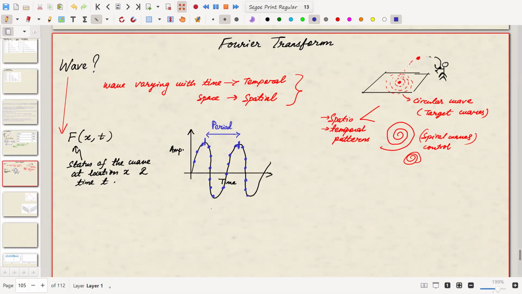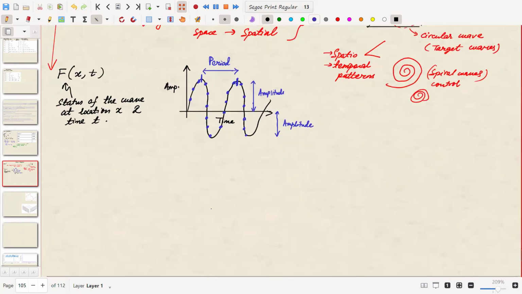Okay, fine. What is the amplitude in this case? Yes, this guy will be the amplitude. Similarly, this is also the amplitude. Okay, fine. Now this is the amplitude versus time plot.